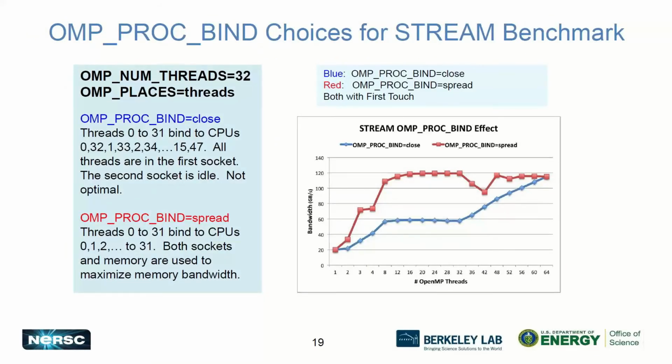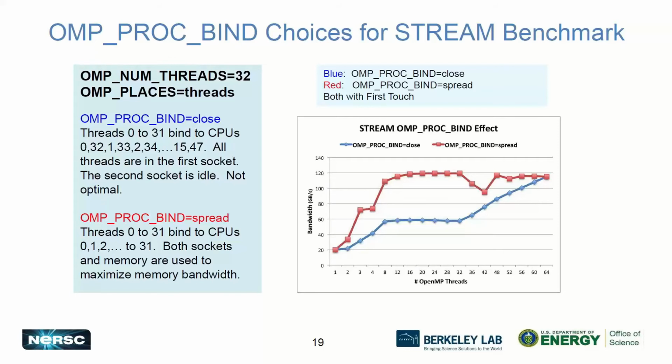Proc bind choices: close and spread. In this example, again, when you do close, same as shown in my illustration, and use 32 total threads only, they'll all be on the same NUMA domain, so you're wasting the other half of the memory bandwidth. So you can see with OMP_PROC_BIND=close, you're getting only half of the peak memory bandwidth again.